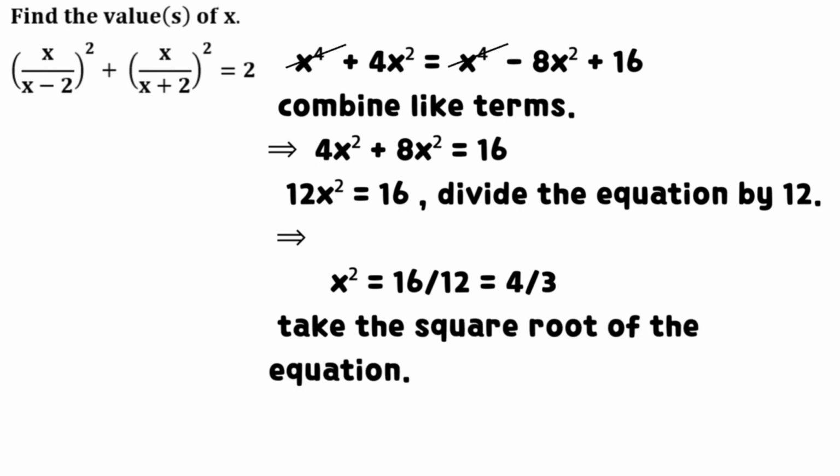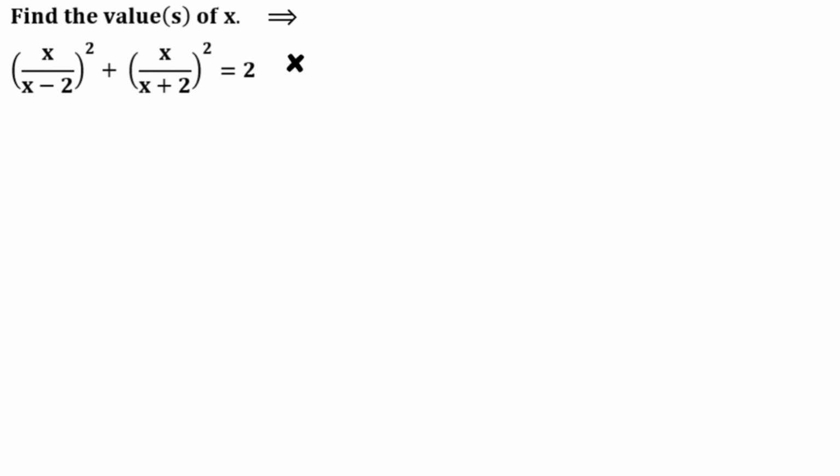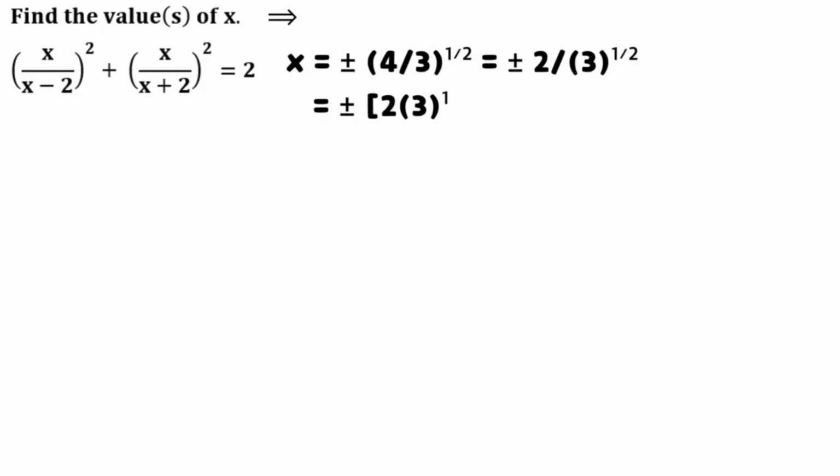Divide the equation by 12. We have the square of x equals 16 divided by 12, which equals 4 divided by 3. Take the square root of the equation. It implies that x equals plus or minus 2 divided by the square root of 3, which equals plus or minus the product of 2 and the square root of 3, all divided by 3.